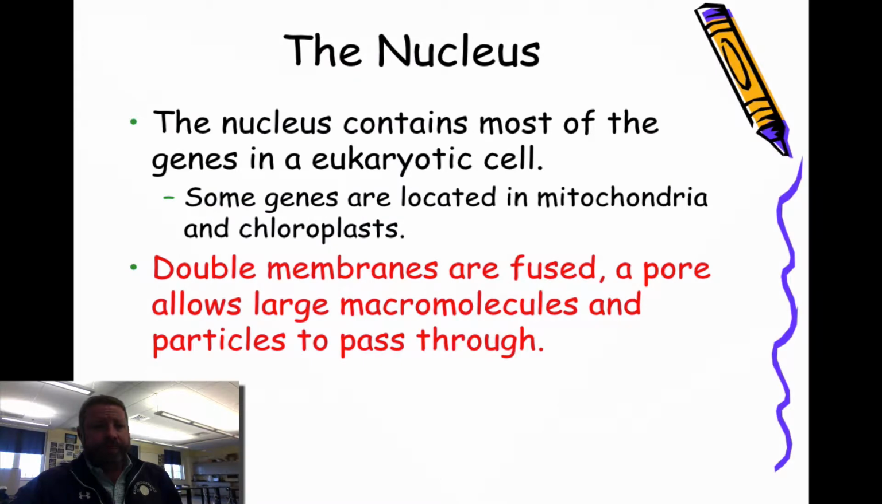So, start with the nucleus. The nucleus is obviously found in eukaryotic cells only. It stores genetic information. 99.999% of the genes found in all cells are found in the nucleus. There are, however, some extranuclear genes that are found in things like mitochondria or the chloroplast.